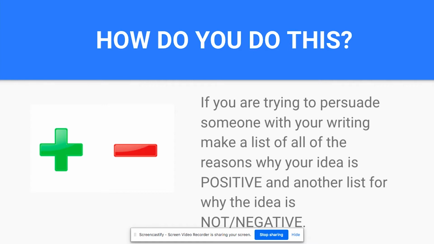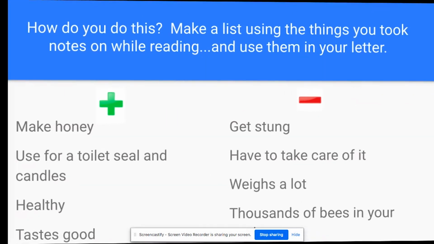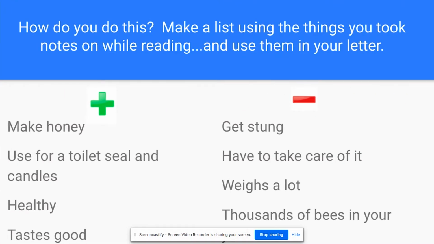If you're trying to persuade someone, one way you can do it is to make a list of all of the reasons why your idea is positive and another why the idea is negative. So how do you do this? You make a list under the things you took notes on while reading or watching the interview, or maybe watching the beekeeper's family, and then you can use them as details in your letters.